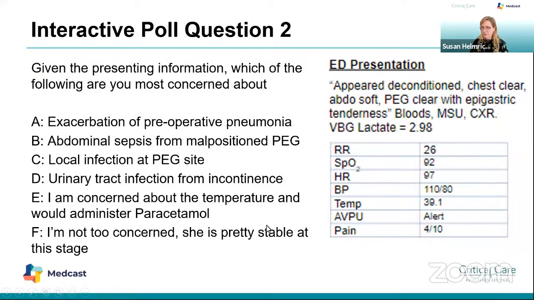So we'll start the next interactive poll. Given the presenting information, which of the following are you most concerned about? What do you think those variables are showing with Mrs. D at this stage? Given her preoperative assessment and the events that have occurred, with no complications intraoperatively and no complications in that immediate postoperative experience, putting all of that information together, what do you think is going on with her?